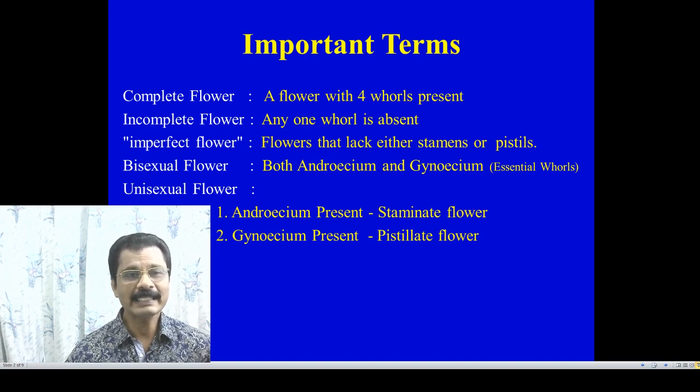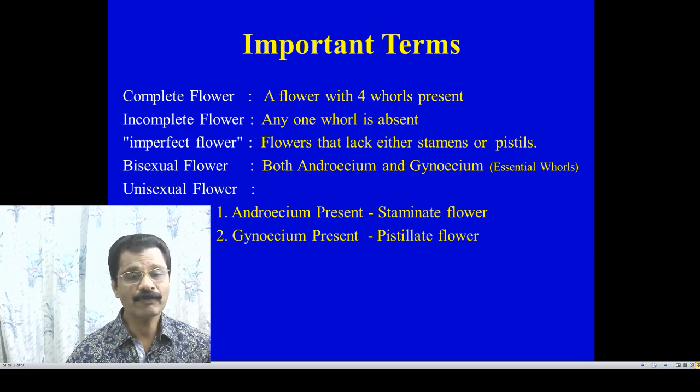Sometimes it is confused with the imperfect flower. Incomplete flower and imperfect flower. Imperfect flowers are flowers that lack either stamens or pistil. Either stamen or pistil is absent, any one essential whorl is absent, and such flowers are called imperfect flowers. Then bisexual flower. Both essential whorls are present. Androecium and gynoecium are present in a flower. Such flowers are called bisexual flowers.